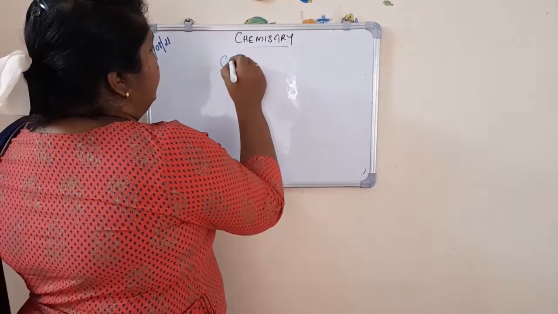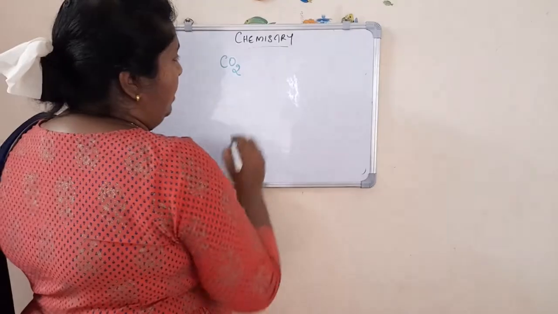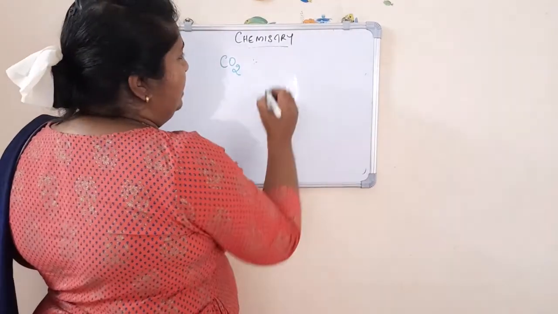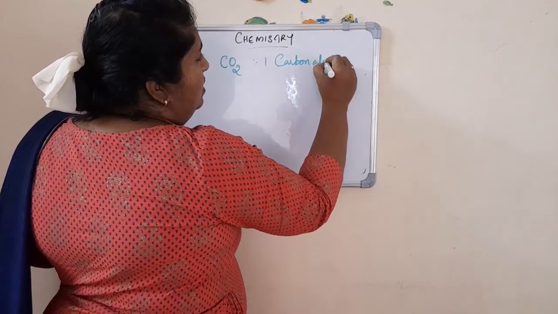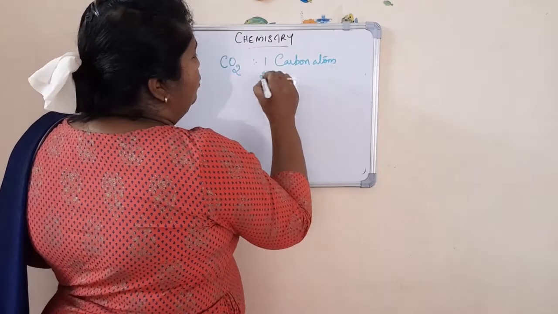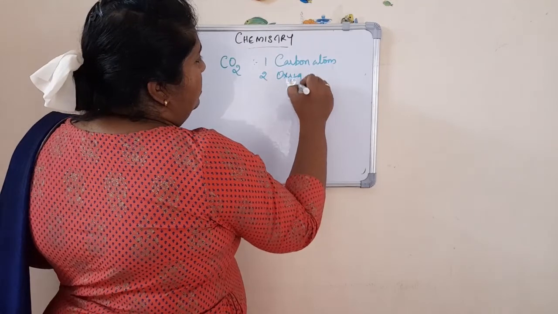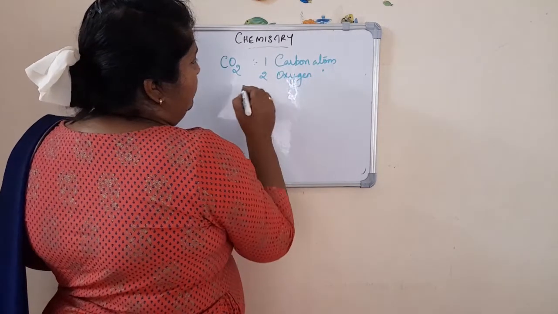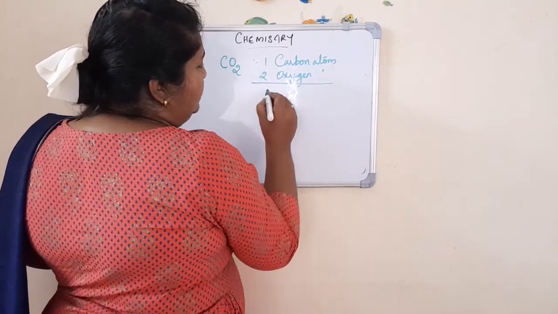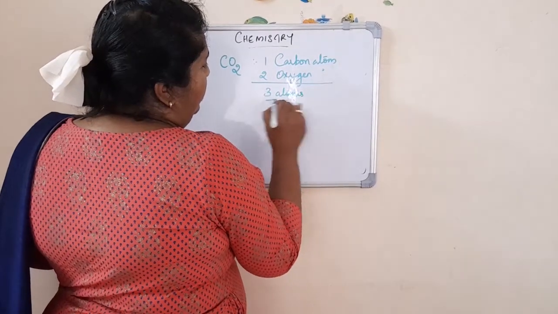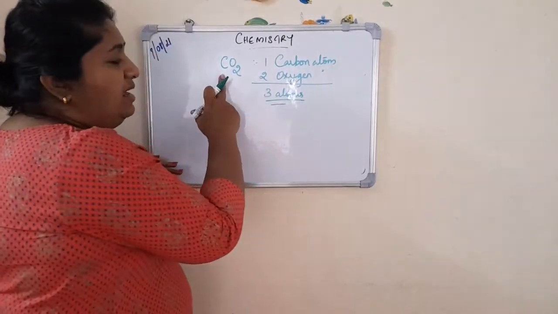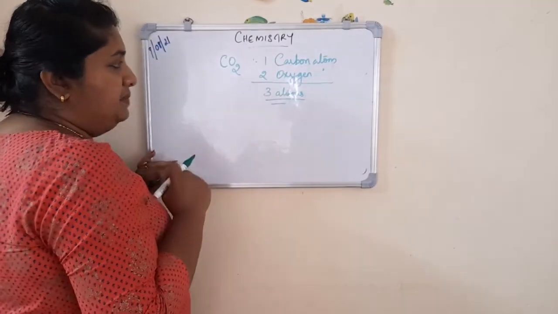Then carbon dioxide. How many atoms are there? 1 carbon atom, then 2 oxygen atoms, isn't it? Altogether how many atoms? 3 atoms. Okay, in one molecule of carbon dioxide, 3 atoms are there.